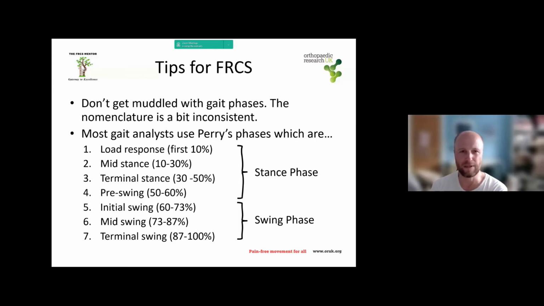The next top tip is just not to get too muddled with the gait phases. There's lots of different ways of describing gait phases. Most gait labs and gait analysts use Perry's phases, Jacqueline Perry, who described these back in the 60s and 70s. And they're load response, mid stance, terminal stance, pre-swing, and then initial, mid, and terminal swing. Generally speaking, load response is your first 10%, and mid stance and terminal stance are 20% each. And then pre-swing is your last 10% of stance phase. Stance phase accounts for 60 to 62% of your cycle. And then initial, mid, and terminal swing, 13% for each of them, and that's your 40% of swing phase. So these are the phases that most gait analysts use.